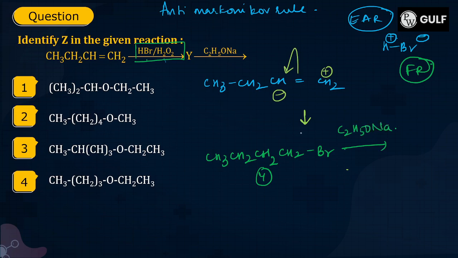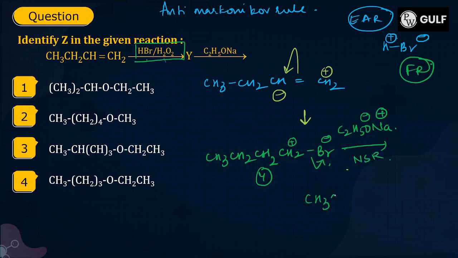To this Y, C2H5ONa is going to react. This is nothing but sodium ethoxide, where sodium gets a positive charge and the ethoxide gets a negative charge. So this Br minus is now substituted by the ethoxide. Basically, this is a nucleophilic substitution reaction that is taking place here.